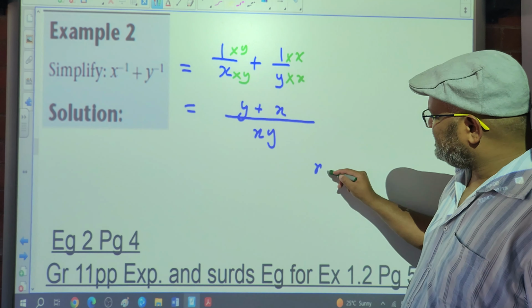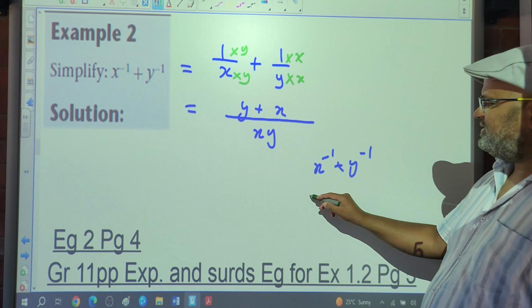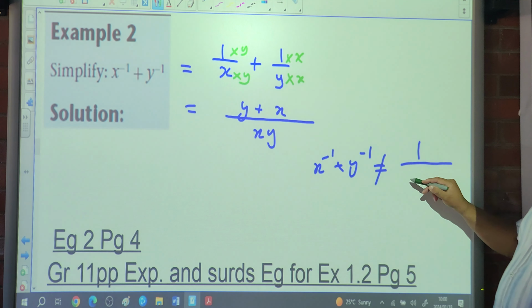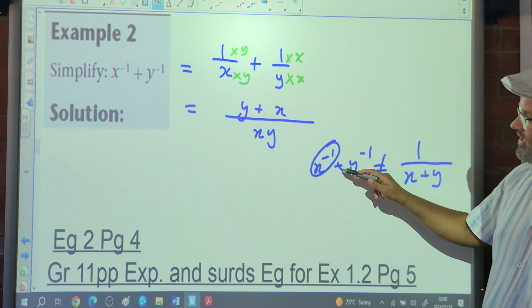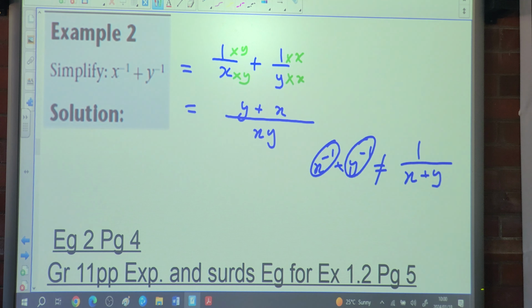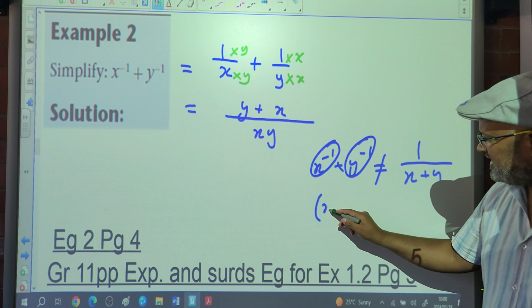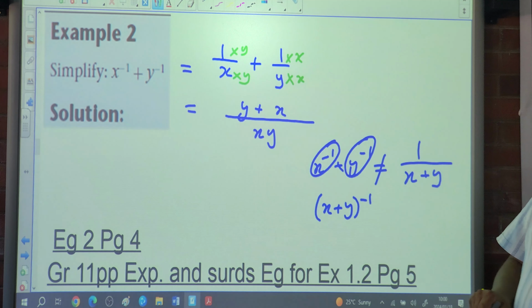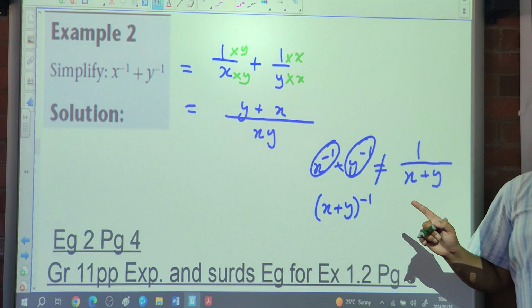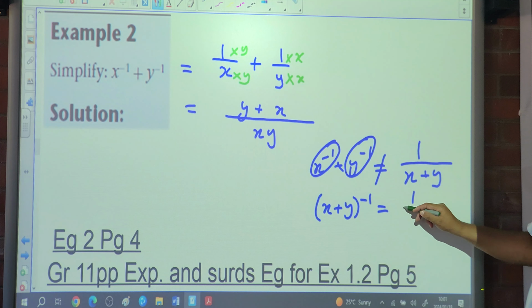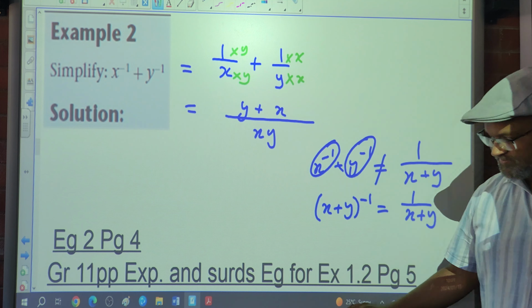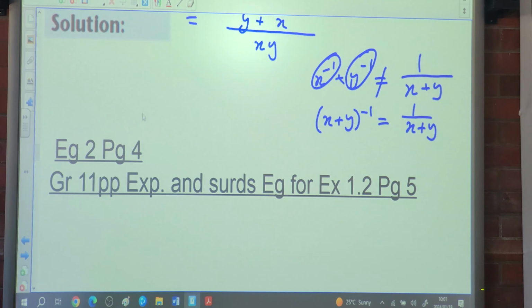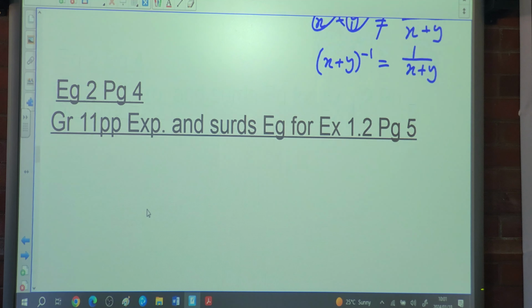Also something to consider here. If I have x to the minus 1 plus y to the minus 1, this is not 1 over x plus y, because that is a term on its own and that is a term on its own. You guys understand? If it was, however, (x plus y) to the minus 1, then it would be 1 over x plus y. Do you see the difference?